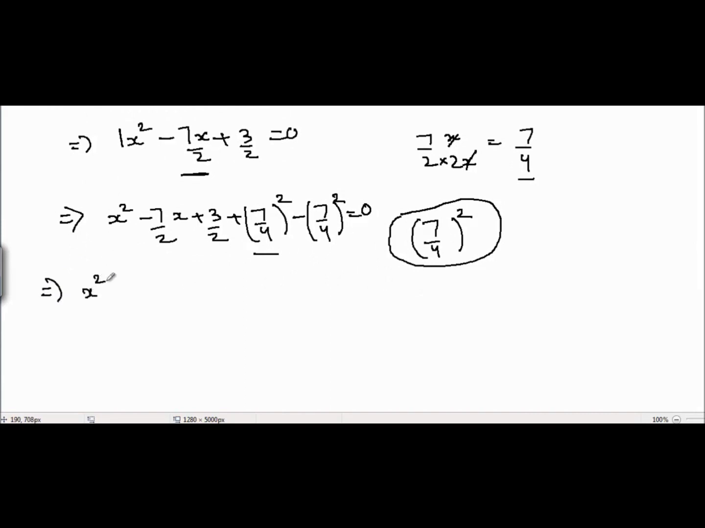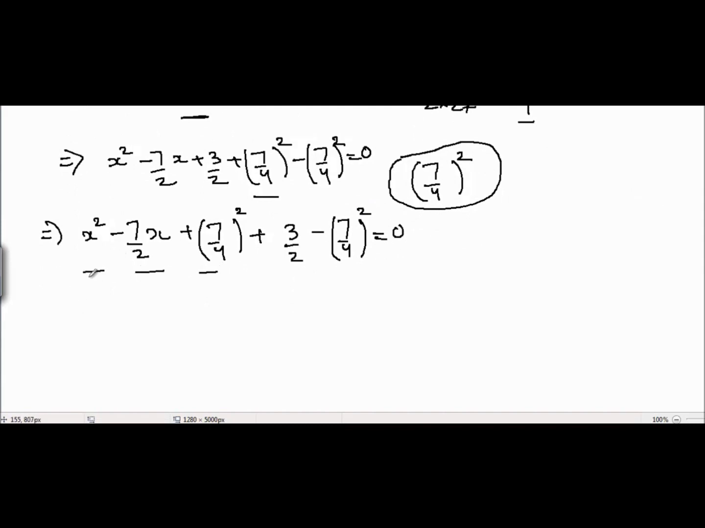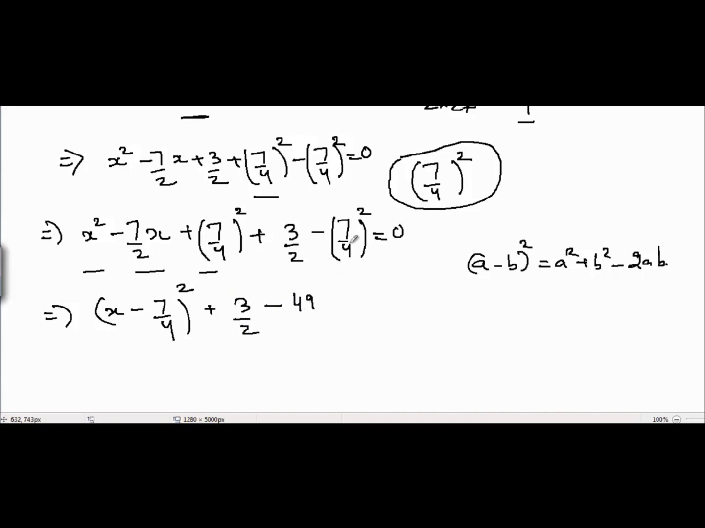Now I can adjust the terms. I get x² − 7/2 x. I will bring (7/4)² along with the 7/2 x, and I can bring the 3/2 along with −(7/4)², equal to 0. Now look very carefully. The very first 3 terms are equal to (x − 7/4)². This is because (a − b)² is equal to a² + b² − 2ab. And I will write the other terms as they are. And this (7/4)² is equal to 49/16, equal to 0.